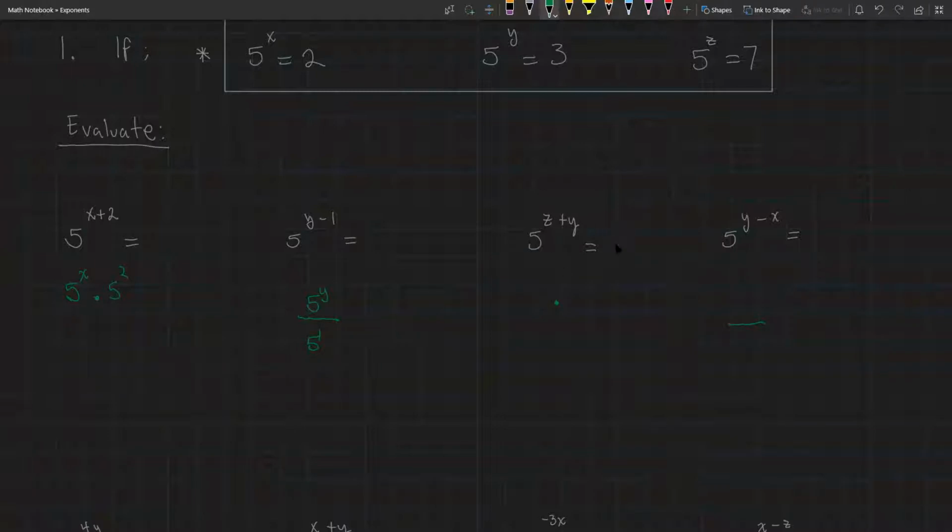What is going on here? Adding exponents means we have something times something. What's the first thing? It is 5 to the x times 5 to the y. And then same type of thinking here. Is it 5 to the x over 5 to the y or 5 to the y over 5 to the x? Order matters here, and it is 5 to the y over 5 to the x. I don't know if I said that correctly, but that's what I was thinking.